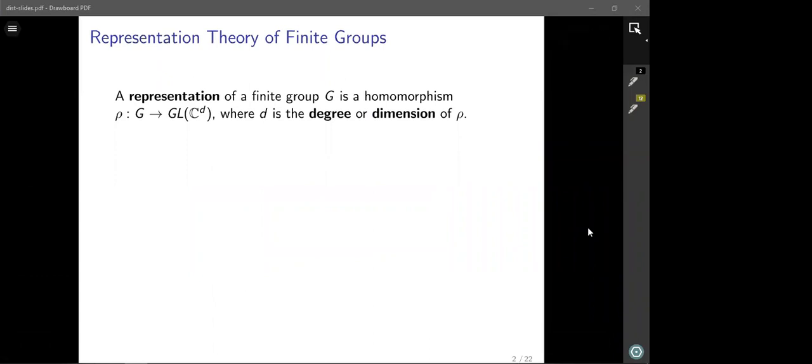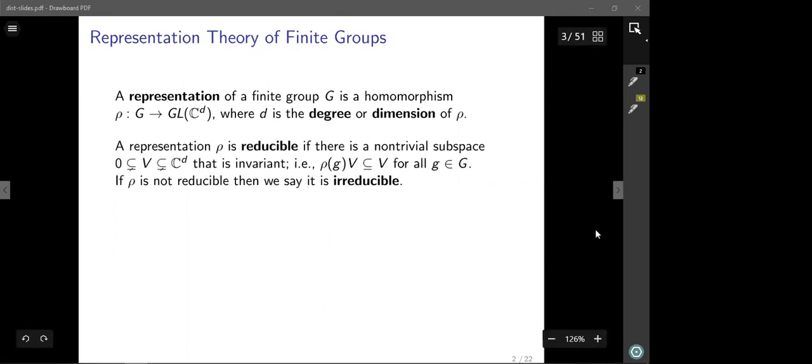So it comes from the representation theory of finite groups. A representation of a finite group is a homomorphism from the group G to the group of invertible linear transformations on a d-dimensional vector space. And d we refer to as the degree or the dimension of rho. It doesn't actually have to be the complex numbers, but it's a lot easier with the complex numbers, and that's all I'll be concerned with today. It's called a representation because G is an abstract group, but here you're actually representing the elements as matrices, d by d matrices, if you like.